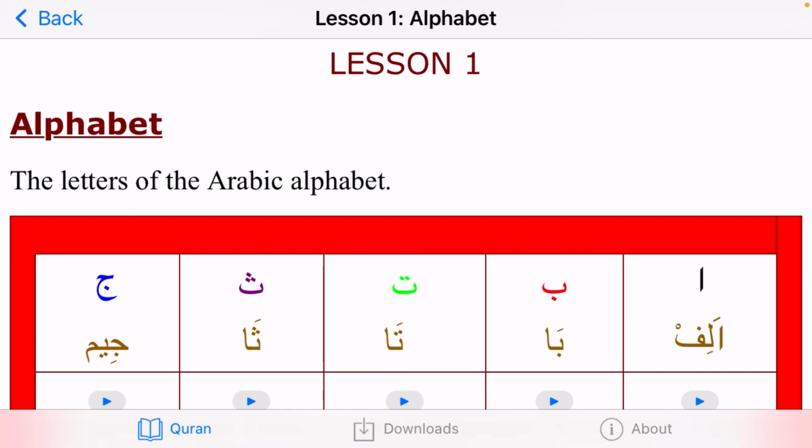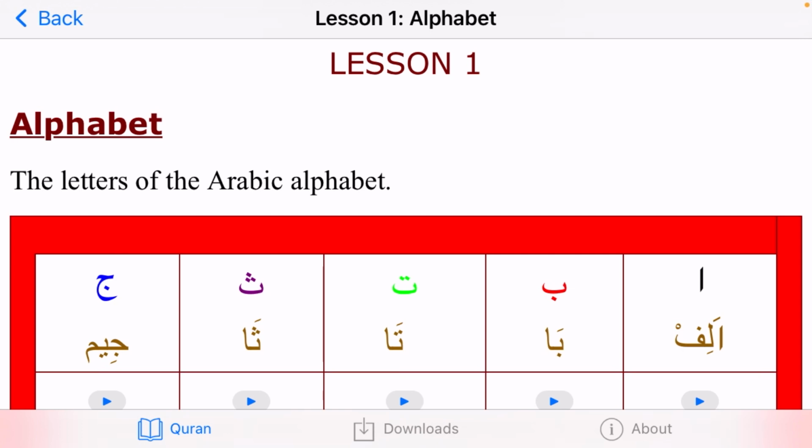And the tradition of this series is going to be after every class, we will do a recap of the previous class. So, last week we learned the first 5 letters: Alif, Ba, Ta, Tha, and Jim. Hopefully, inshallah, everyone knows how to pronounce those letters properly.